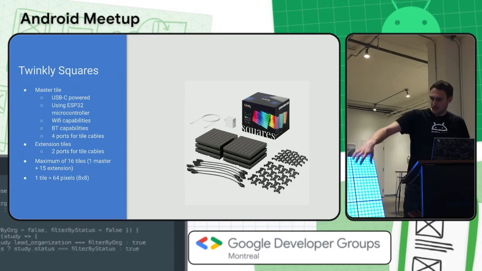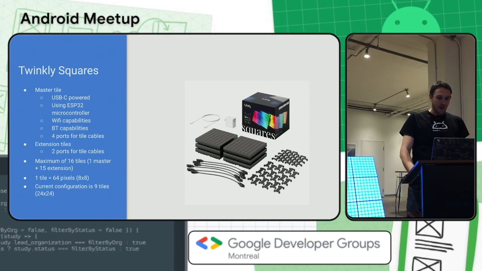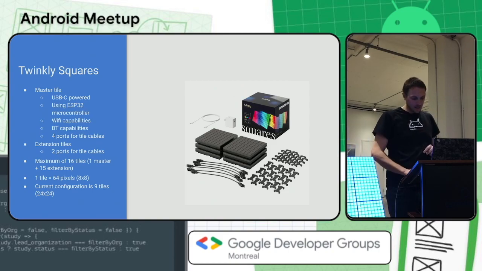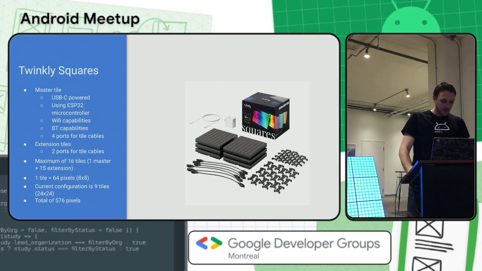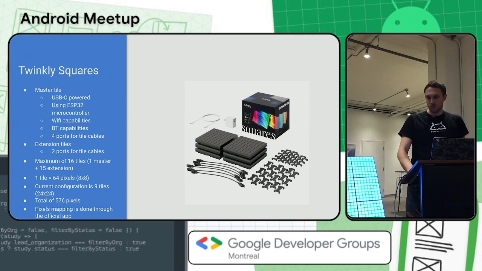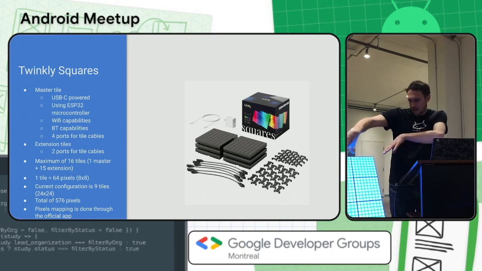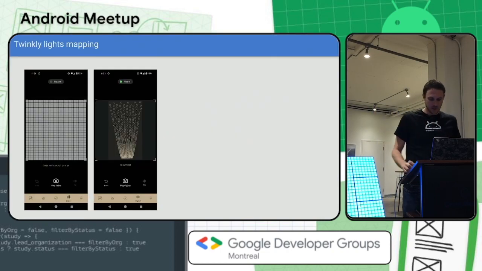One tile, if you see here, is 8x8 pixels for a total of 64. In the current configuration, I have 9 tiles here, and the dimensions are 24 by 24 pixels, for a total of 576 pixels. And the mapping for the pixels is done through the official app. When you do the initial configuration, you can remap them after. I have a square configuration, but it can also be a rectangle or other shapes as well.